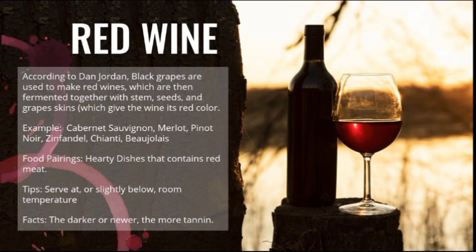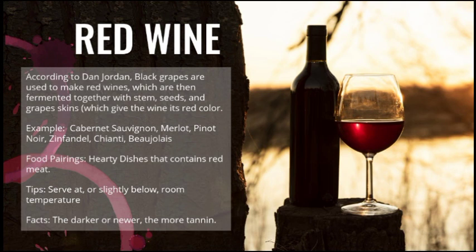Red wines. According to Dan Jordan, black grapes are used to make red wines, which are fermented together with the stems, seeds, and grape skins, which give the wine its red color. The high tannin content of red wine leaves your lips with a harsh, dry feeling after each sip. Examples of red wines are Cabernet Sauvignon, Merlot, Pinot Noir, Zinfandel, Chianti, and Beaujolais.